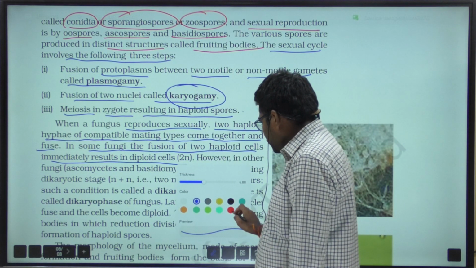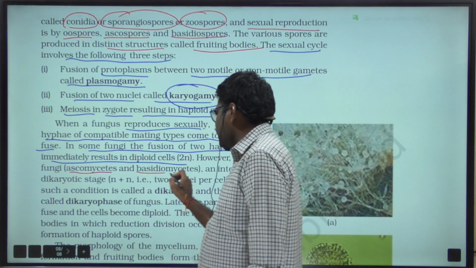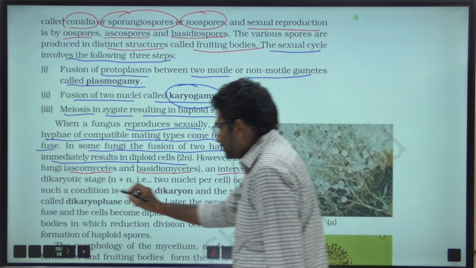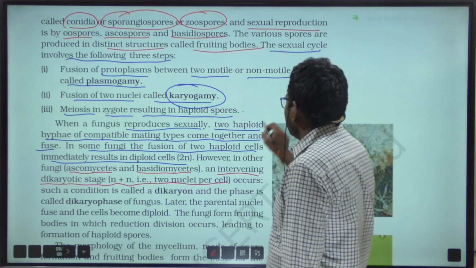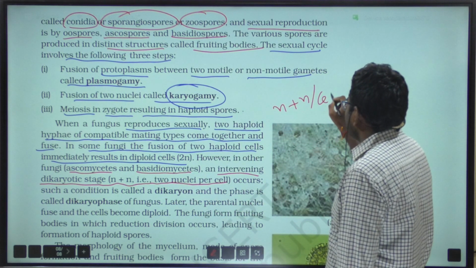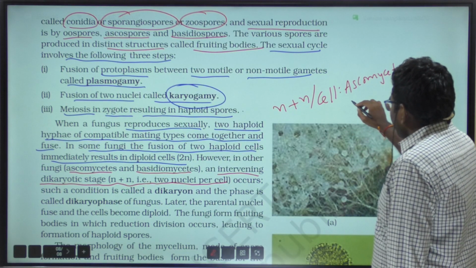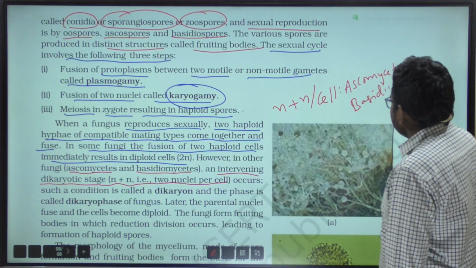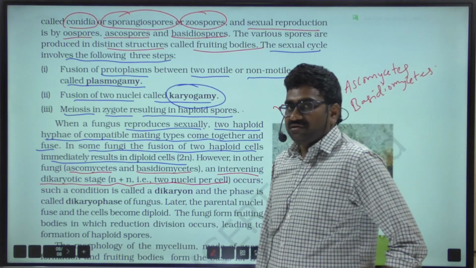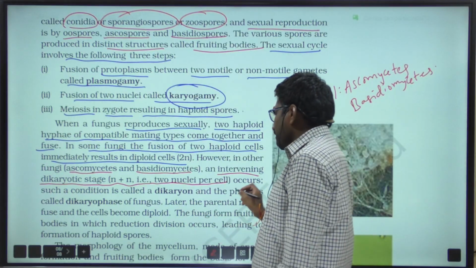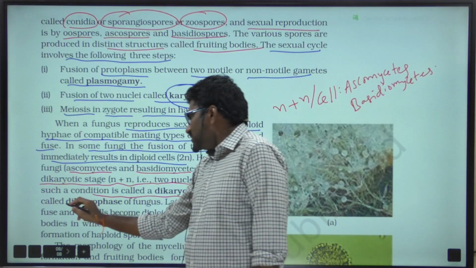However, in other fungi, that is Ascomycetes and Basidiomycetes, an intervening dikaryotic stage, that is n plus n per cell condition, that is two nuclei per cell condition, is observed. That stage is called the dikaryotic stage, such a condition is called the dikaryon, and the phase is called the dikaryophase.